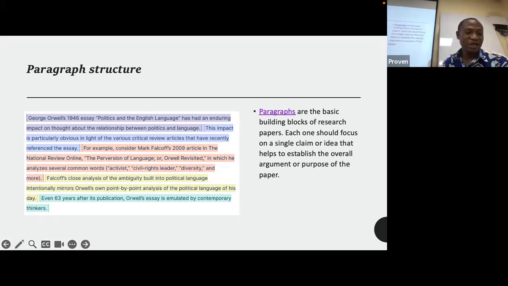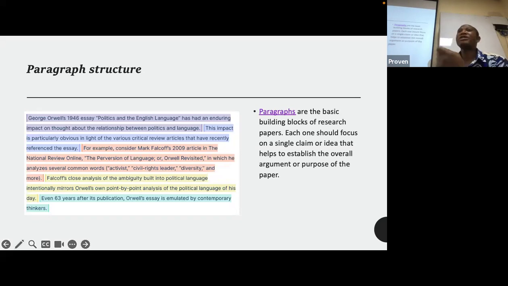So for example, I have a small essay here that was talking about George Orwell's 1946 essay on politics and the English language. And you see that the text there is in various colors. The first is just introducing the idea to be explored in the paragraph: George Orwell's 1946 essay has had an enduring impact on thought about the relationship between politics and language. That is just an introduction to the paragraph. Then the next one is: this impact is particularly obvious in light of various developments.